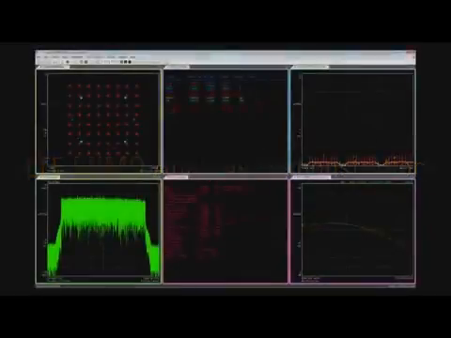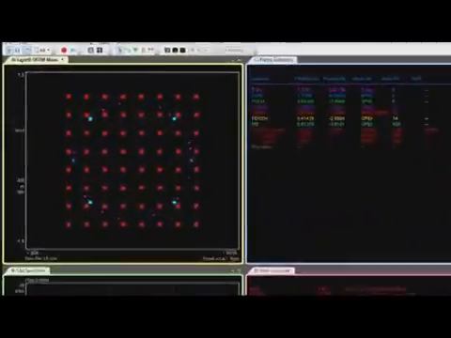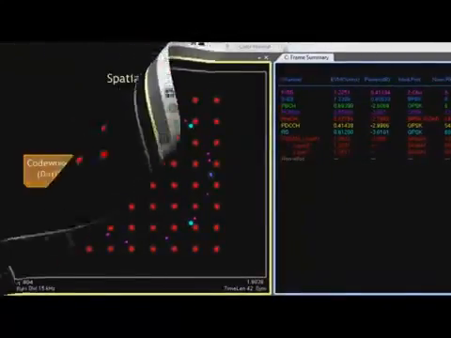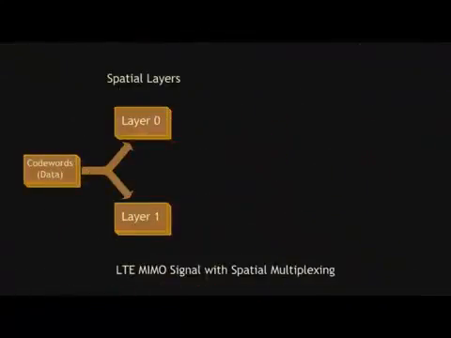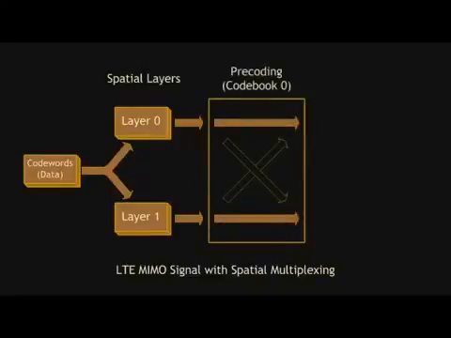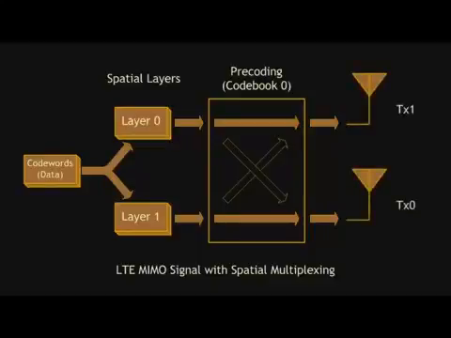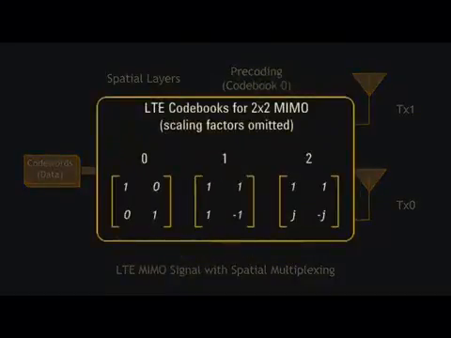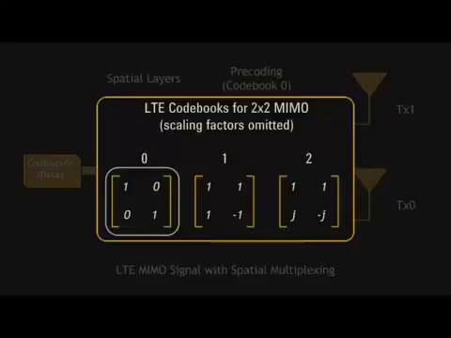In this first LTE example, an unimpaired MIMO signal is analyzed. As shown here, the signal is configured with two layers of spatial multiplexing. These layers are applied to the pre-coding matrix, which distributes them between two transmit antennas. The pre-coding matrix is selected from a codebook. In this case, codebook 0 is used, which applies each layer directly to one transmit antenna with no cross-coupling.